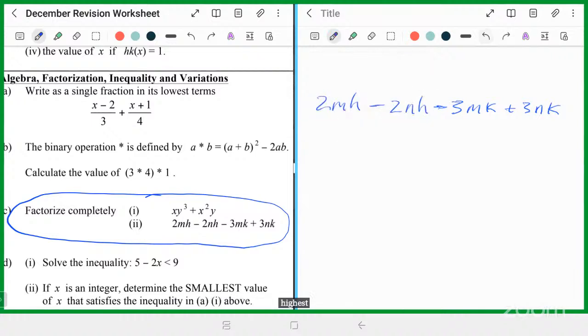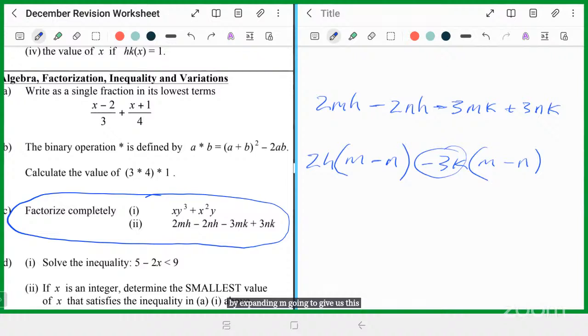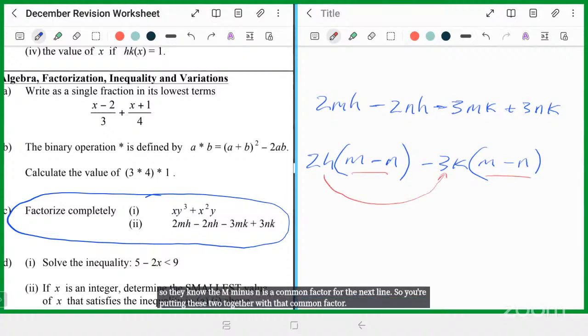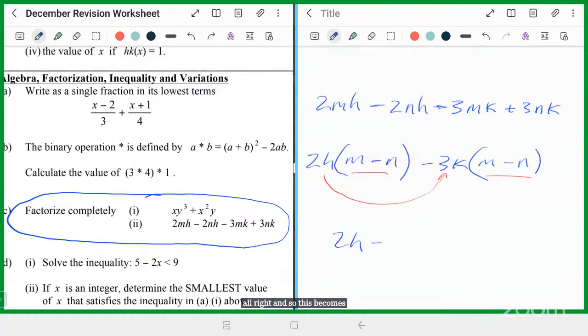The highest common factor in the first 2 terms, as we said, is 2h. Out of this, it leaves us with m. Out of this, it leaves us with a negative n. I'll put the m minus n over here. And then from the other terms, you have factored out the minus 3k. Minus 3k was factored out. And then you can check if it is correct by expanding. The minus 3k times m is going to give us this. The minus 3k times the minus n is going to be a plus 3nk. So that is factorized correctly. So now the m minus n is a common factor for the next line. You're putting these 2 together with that common factor. And so this becomes 2h minus 3k times the common factor of m minus n. And that is it. Factorized completely.